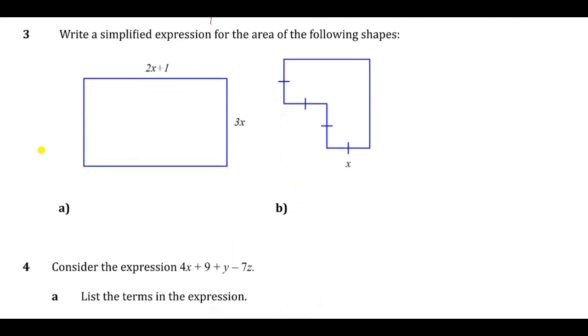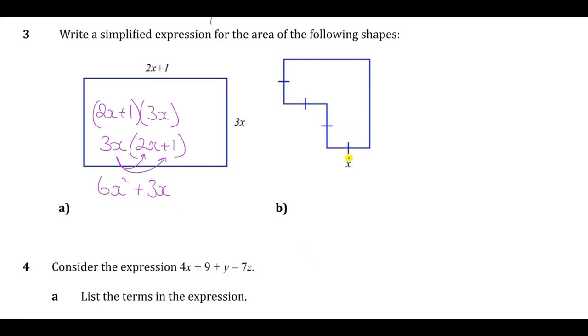Question 3. The area of this shape is length times width. That's 2x plus 1 multiplied by 3x. 3x multiplied by 2x plus 1 is the same thing. Multiplying this out, we get 6x squared plus 3x.